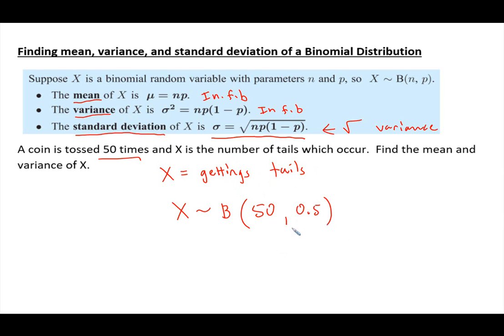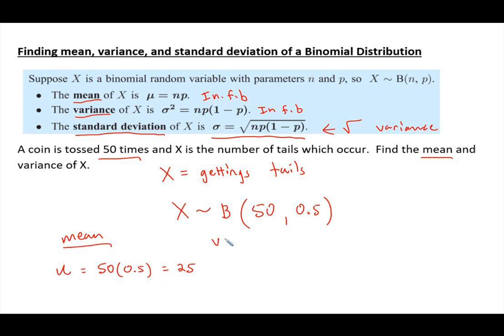Once we've established that this is a binomial distribution, because it meets those 4 requirements, we need to find the mean. The mean is really easy. Whenever you're trying to find the mean, the formula is, we use the symbol mu is equal to n, the number of trials, times p, the probability of success, which is 0.5. So in this case, we'll get 25.